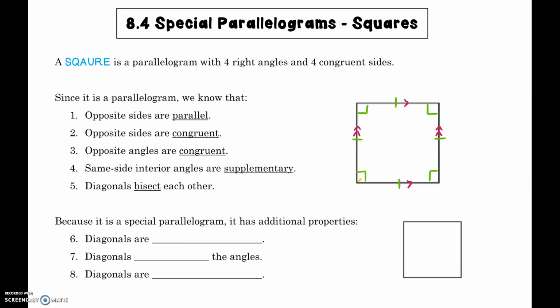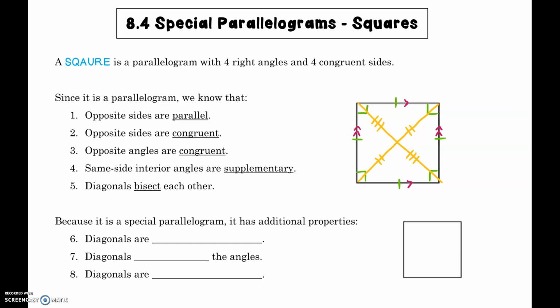Lastly, we know that the diagonals bisect each other. So if we draw in our 2 diagonals, we know that this smaller segment is congruent to this smaller segment, and this segment is congruent to this segment. The diagonals are cutting each other in half. Because it is a special parallelogram, a square has some additional properties of its own.